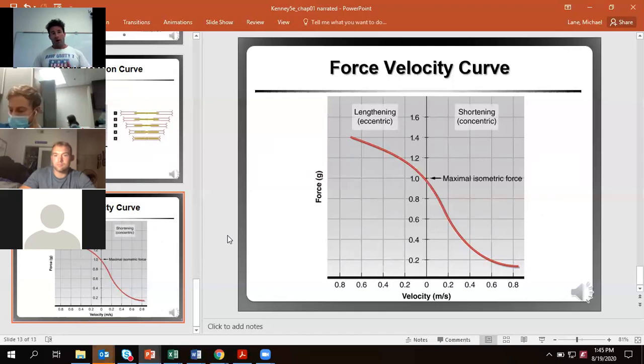The other thing to keep in mind when you're looking at this force velocity curve, guys, is notice the fact that you technically are going to be stronger when you're doing an eccentric, which if this was a normal semester, I'd say go to the rec center and watch the bros bench press.